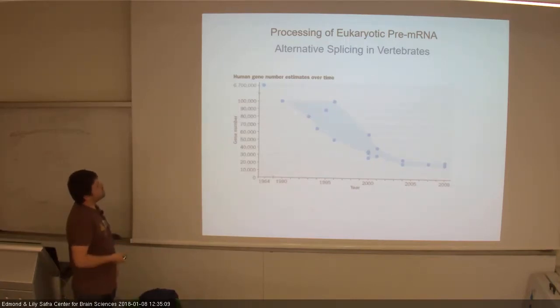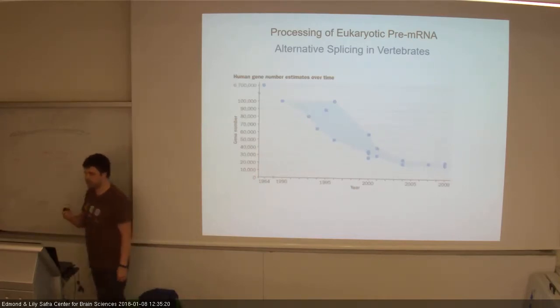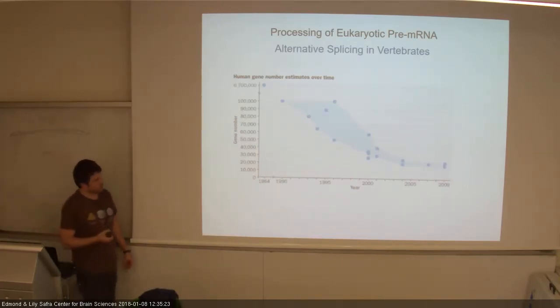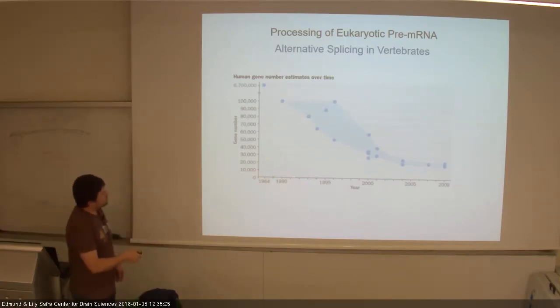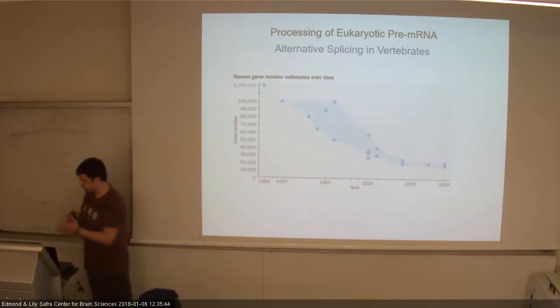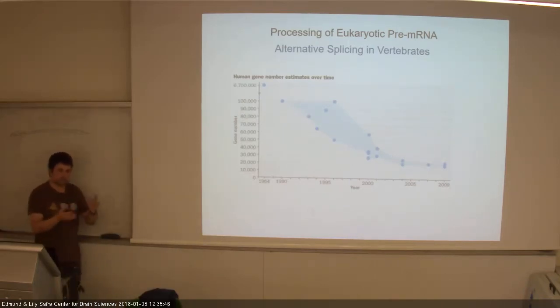This is an interesting piece of history in terms of how many genes the human genome was once thought to have. Not so long ago, in 1964, it was estimated that human gene numbers were around 6 million genes. Then it started decaying, and now it's pretty much agreed that we have about 20,000 protein coding genes.